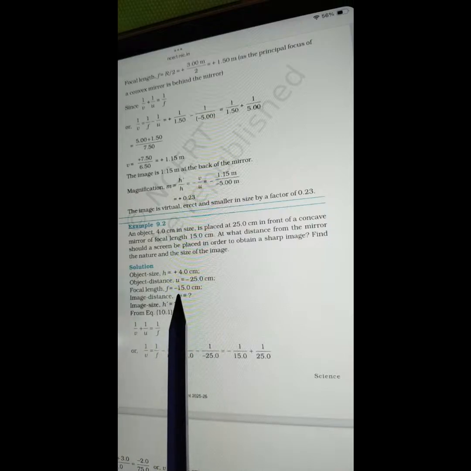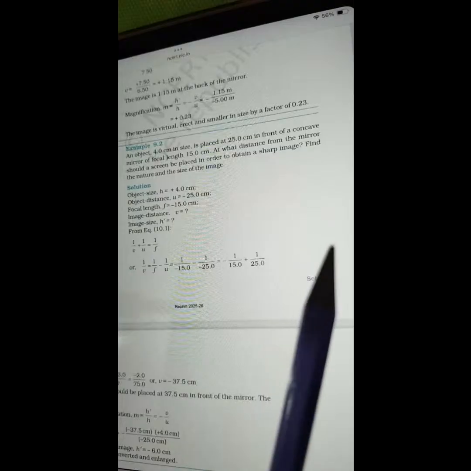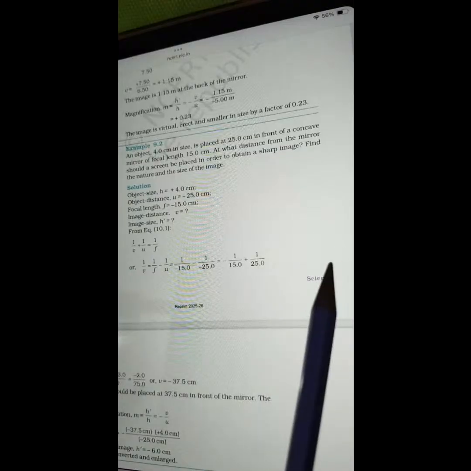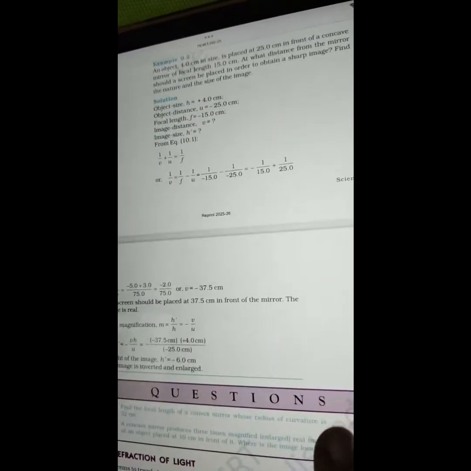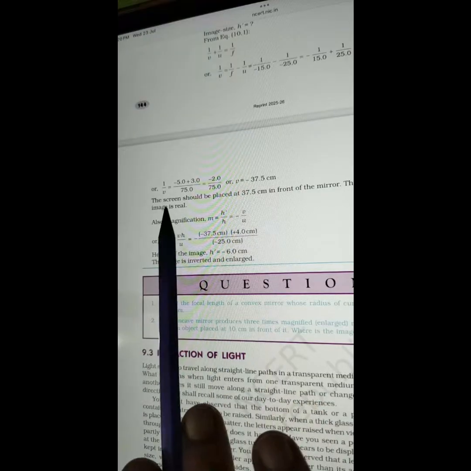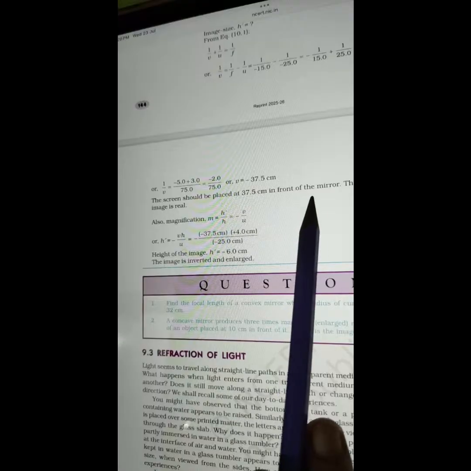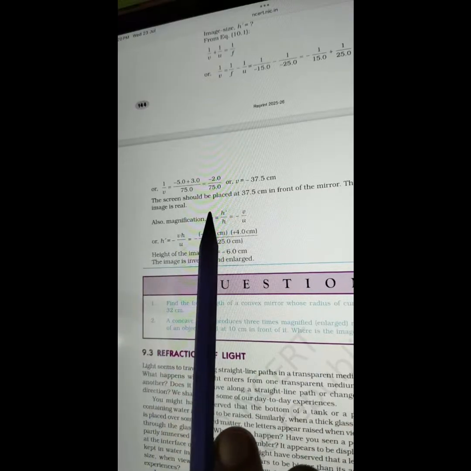Focal length is minus 15 centimeter. You need to calculate small b. You need to calculate h dash. So we know the formula 1 by v plus 1 by u is equals to 1 by f. So after putting the values, you will be able to calculate v is equals to minus 37.5 centimeter. The screen should be placed at 37.5 centimeter in front of the mirror. The image is going to be real.